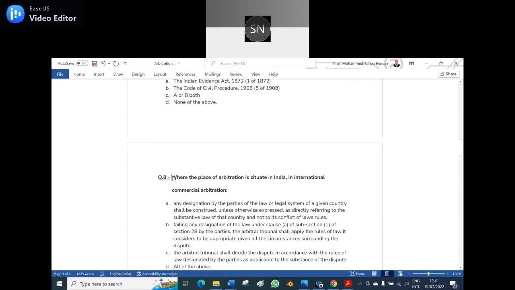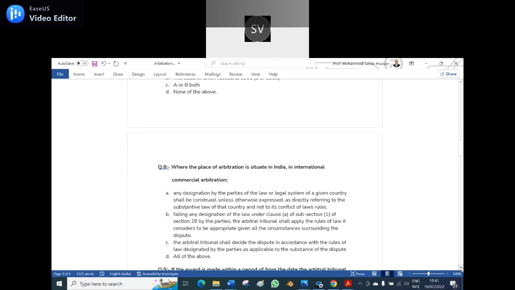Where the place of arbitration is situated in India, in an international commercial arbitration. Option A, any designation by the parties of the law or legal system of a given country shall be construed, unless otherwise expressed, as directly referring to the substantive law of that country and not to its conflict of laws rules.